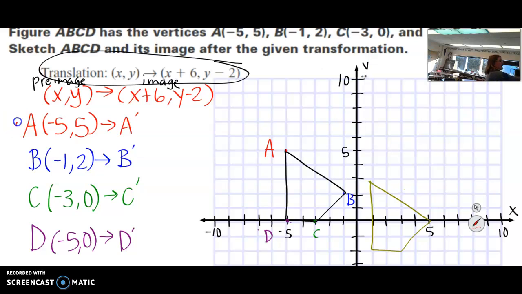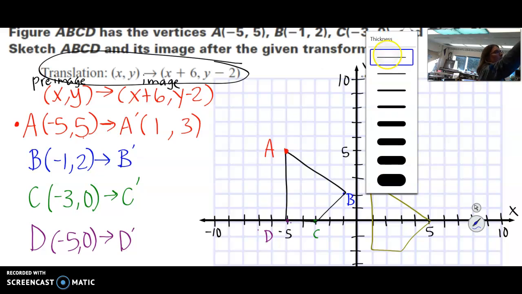We take this point A, this vertex right here, and if we perform this translation, then my new point, A prime, the image point, is going to be: we take the X coordinate, -5, and add 6 to that. -5 plus 6 is 1. And then the Y coordinate, 5, we subtract 2 from 5, I get 3. So this image point is over here at 1, 3. That's A prime. So you can also do this translation to each of these points, then plot the new set of points and connect those dots.